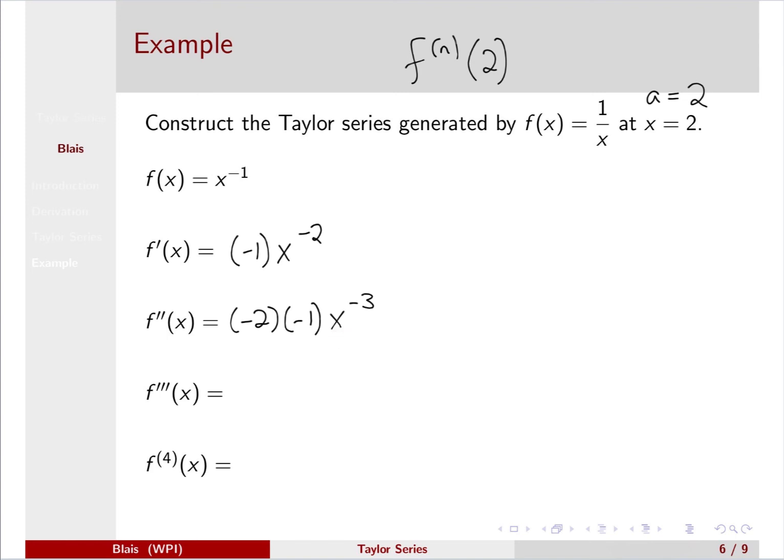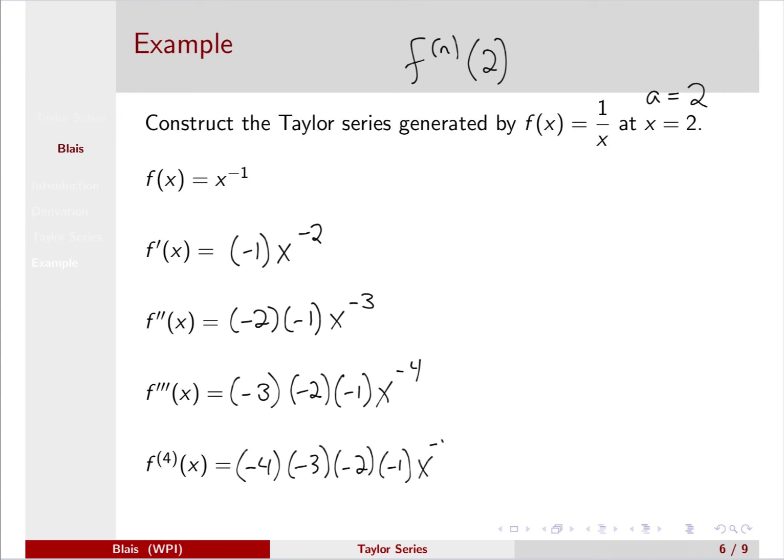So let's do the third derivative. Minus 3 times minus 2 times minus 1 x to the minus 4. For the fourth derivative, minus 4 times minus 3 times minus 2 times minus 1 x to the minus 5. And we can go a little bit further because we note this looks like we have a factorial growing. And we can also now notice the pattern of minus signs.